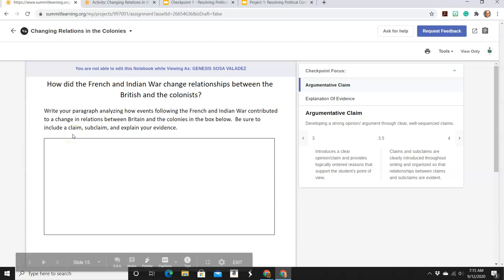So there are two cog skills. We got argument of claim and explanation of evidence. So the question is, how did the French and Indian War change relationships between the British and the colonists? Your argument of claim is answering this question. You're going to say the French and Indian War changed the relationship between the British and colonists by, and that's where you're going to put your reason, and then you're going to have to support it with evidence.